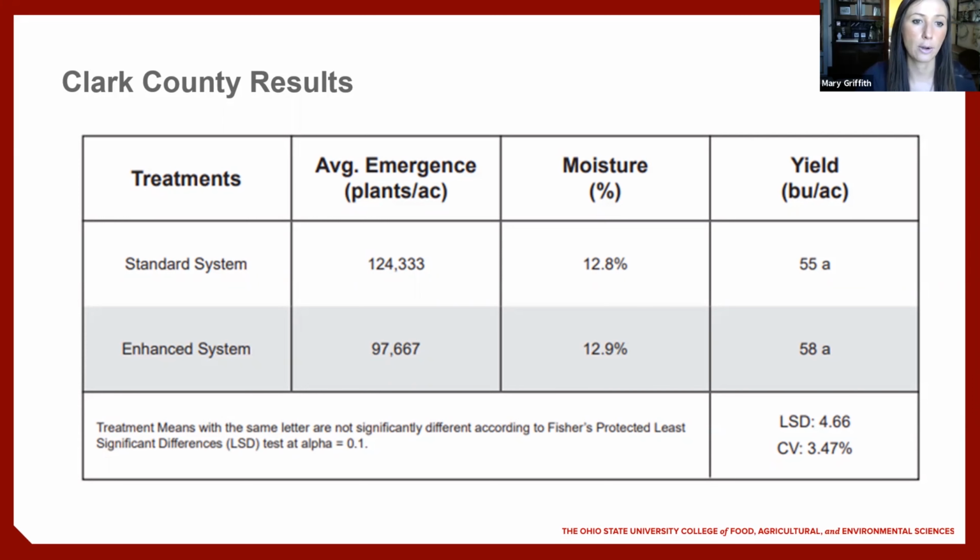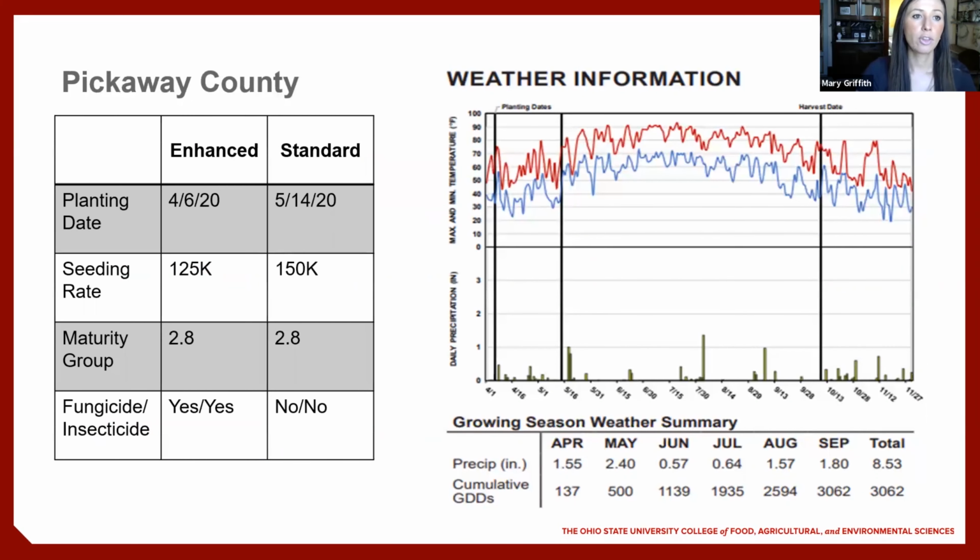this location this year. For the Pickaway County trial, the enhanced system was planted nice and early on April 6th, with the standard treatment planted more like 5 weeks later on May 14th. And both treatments were harvested on October 9th.